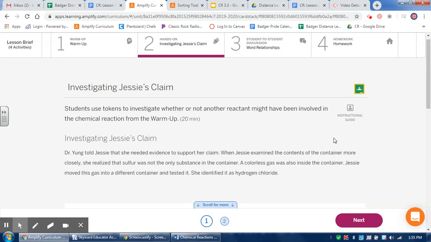All right, I'm here to help you with activity 2 if you're having issues with it. It says Dr. Young told Jessie that she needed evidence to support her claim. When Jessie examined the contents of the container more closely, she realized that sulfur was not the only substance in the container. A colorless gas was also inside the container. Jessie moved this gas into a different container and tested it. She identified it as hydrogen chloride.